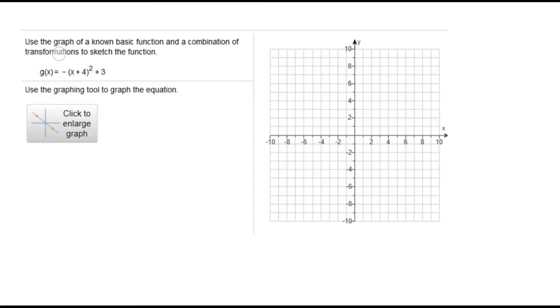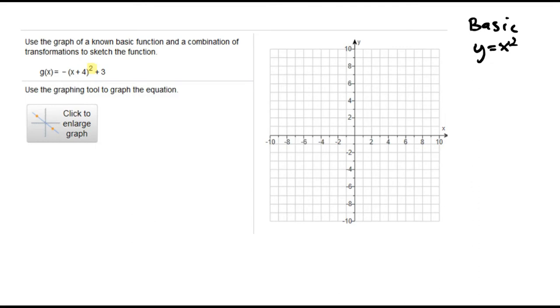This question says, use the graph of a known basic function and a combination of transformations to sketch the function. Our function is g of x equals negative x plus 4 squared plus 3. So first, let's mention what the basic function is. Our basic function is going to be the square function because we have the square in our equation. So y equals x squared is our basic function.